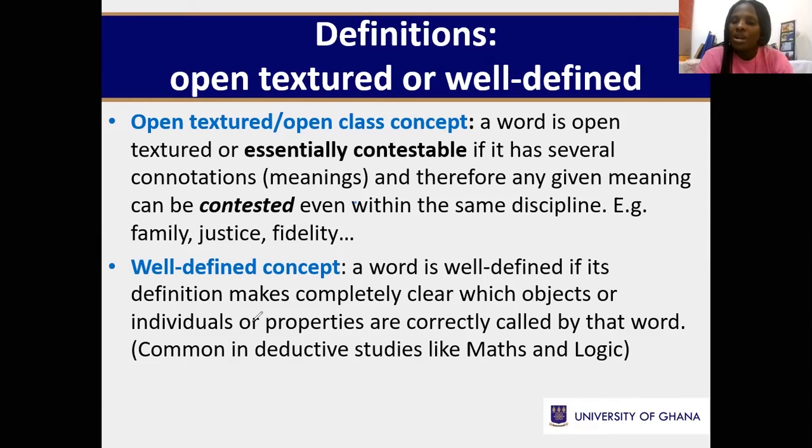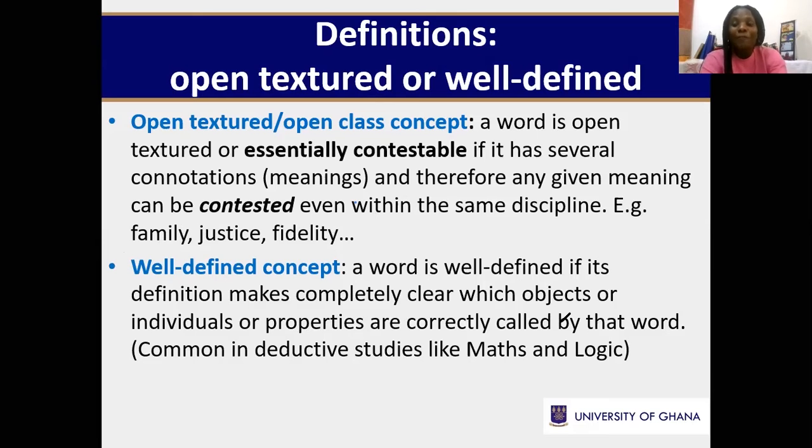But when we come to real definitions, they are described as what? Well-defined concepts. What is that? It just means such terms make completely clear what the objects or properties or individuals are, which we are defining. And I mentioned earlier, these occur in maths and logic and some aspects of physics.